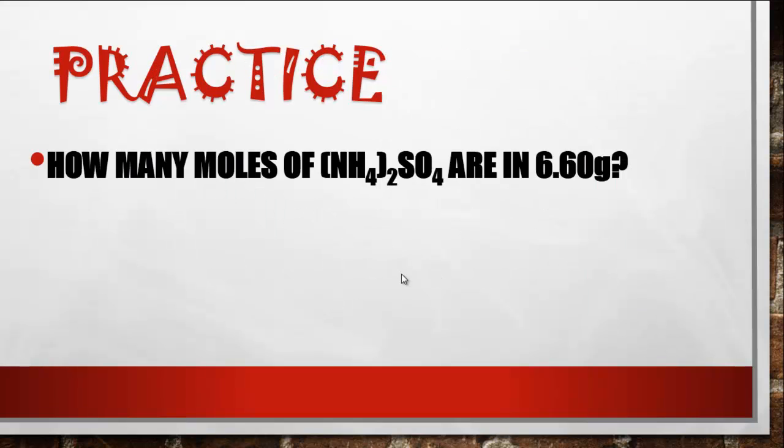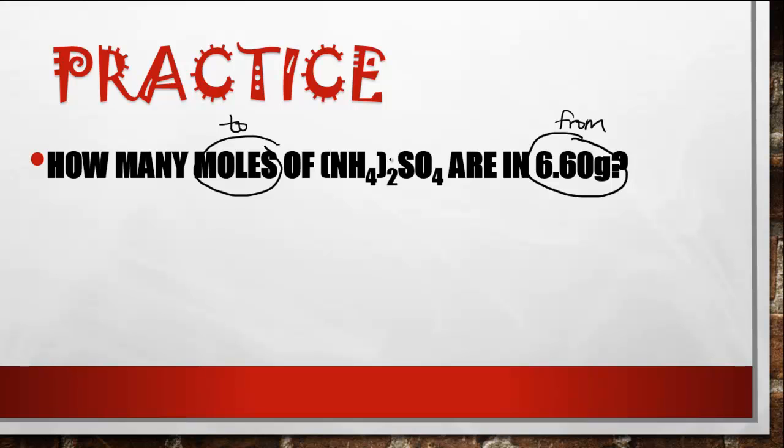So I wanted to determine how many moles of (NH4)2SO4 are in 6.60 grams. So I need to figure out what is my from and what is my to. Where am I starting? Where am I heading? So in this case, 6.60 grams is going to be my from. That is what I am given. That's where I'm starting. My to in this case is going to be moles, so this is what I want to change to.